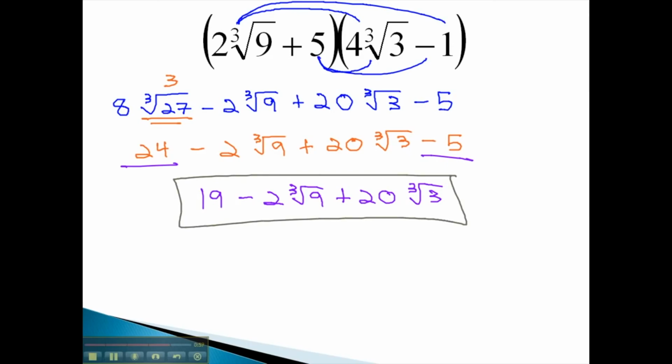Just as with normal variables and numbers, we can FOIL with radicals, making sure our final answer is always reduced.